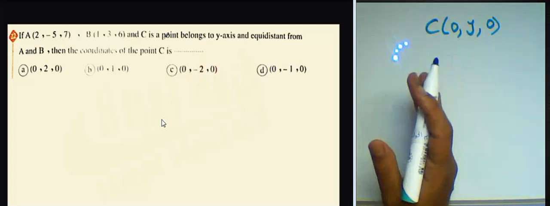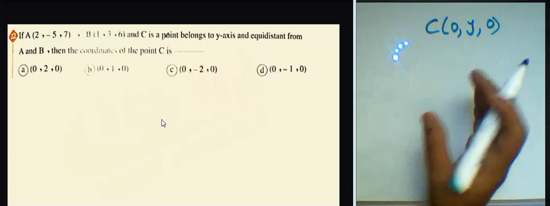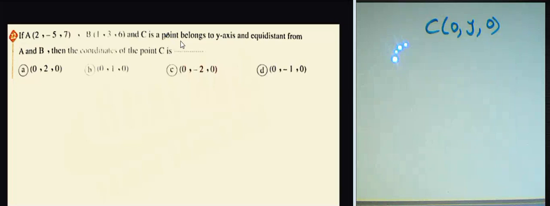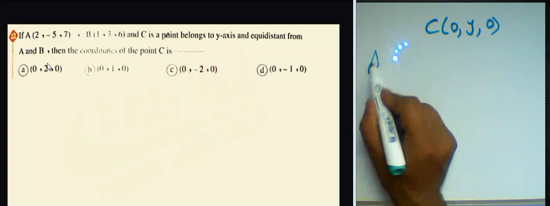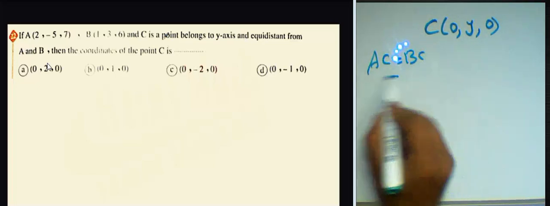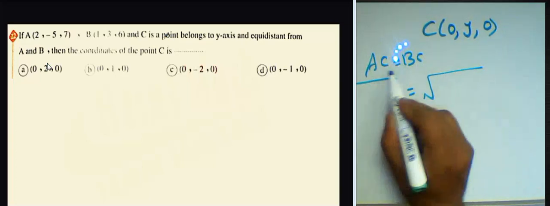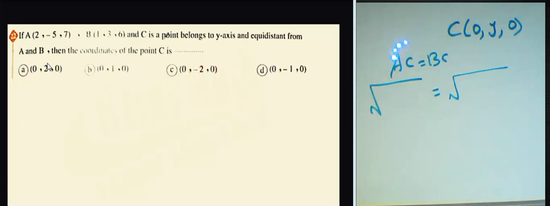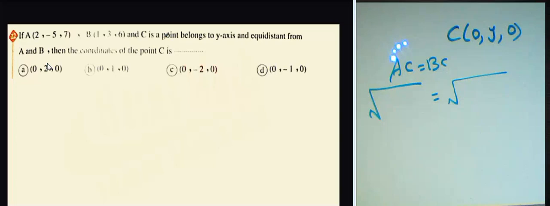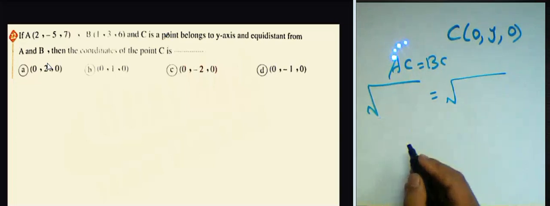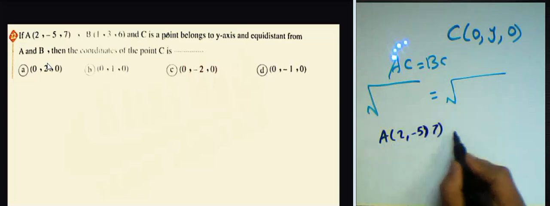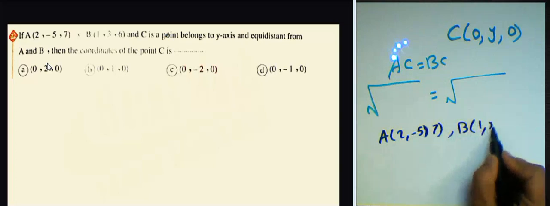A and B. He gives us A and B, and C is a point on the y-axis and equidistant from A and B. Equidistant means what? It means AC equals BC. We can use the distance rule, the square root of C subtract A. He gives us A (2, -5, 7) and B (1, 3, 6).